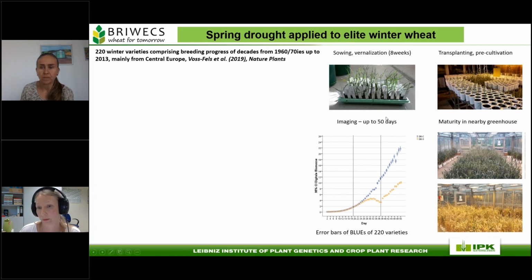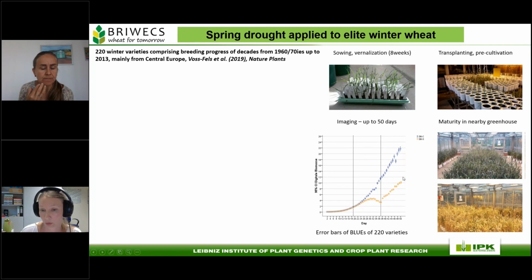While we had the part to screen this collection on the LemnaTec system. And of course, winter wheat requires a vernalization step, and we were then transplanting the vernalized plants to these pots, put them then on the LemnaTec system, applying the spring drought setup, which also looked similar as in barley and in the spring wheat panel.